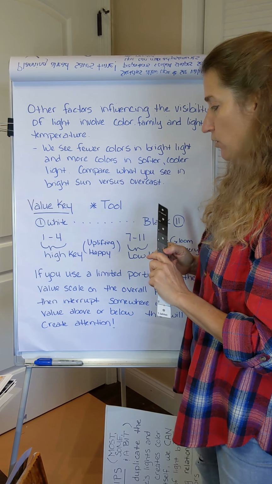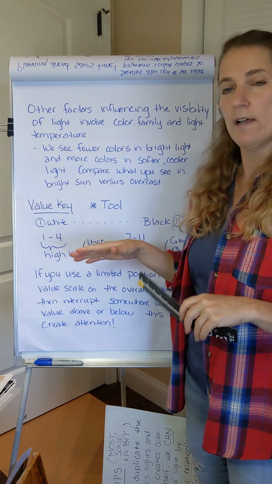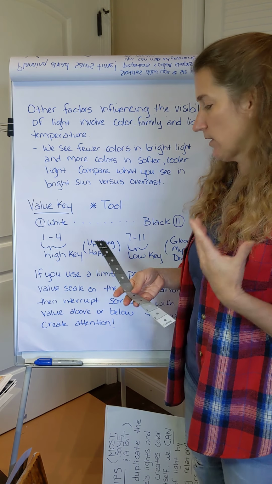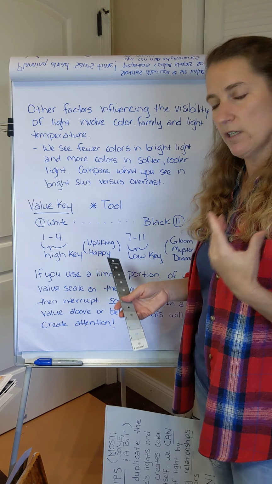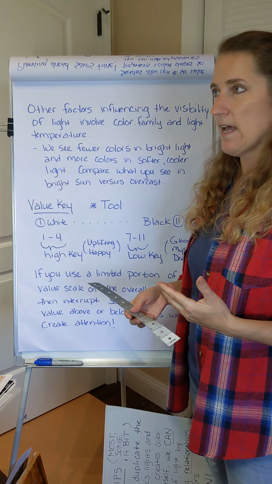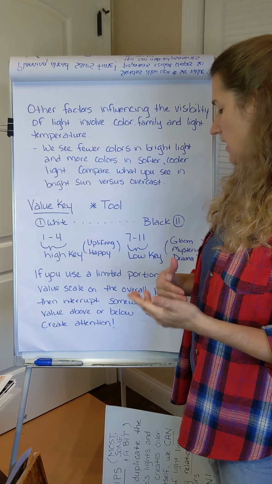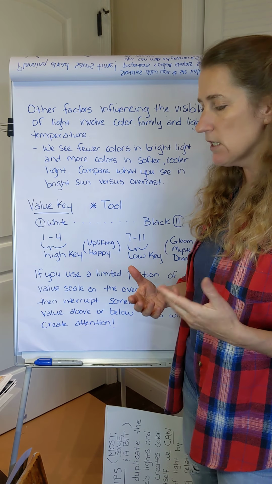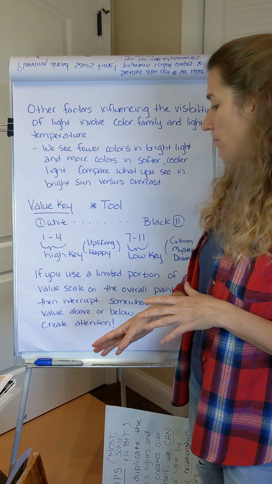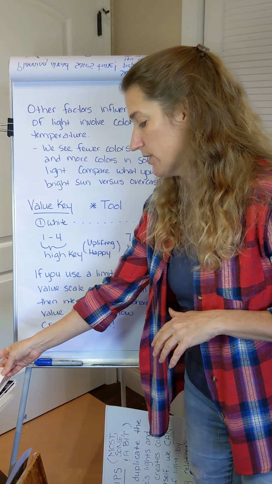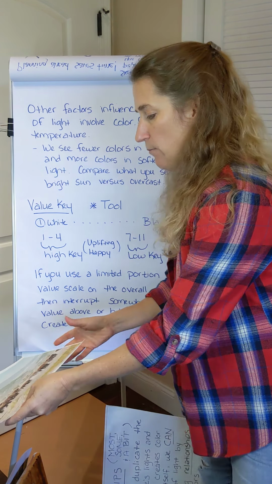Now, I said a high key painting is one that's mostly bright, and a low key painting is mostly dark. We think of high key as things that are really uplifting or happy. Low key can be really gloomy or mysterious, maybe a little bit more dramatic. I'm going to show you a couple of examples of each, so that way you get a little more of an idea.